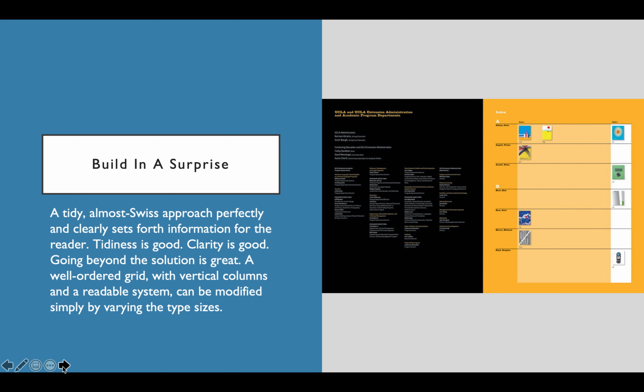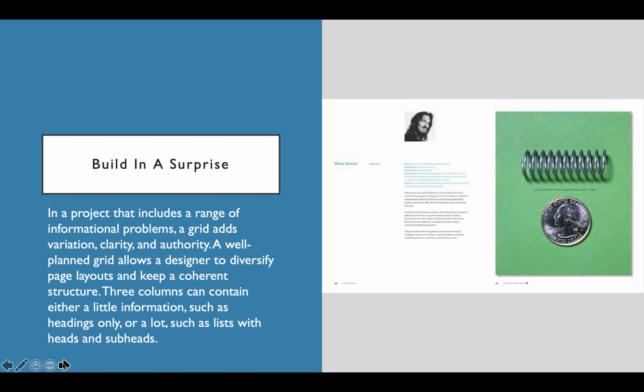So just to remind you to always build in surprise. Again, we're using that grid structure, but the way that we deploy it can still be really visually interesting. So here we've got a tidy, almost Swiss approach. We've got very clear information. Tidiness is good. Clarity is good. Going beyond the solution is great. So we've got a well-ordered grid, vertical columns, a readable system, but we can modify it.